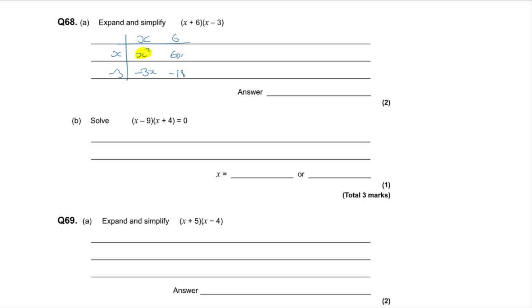I have got a term in x squared. X squared. I have got two terms in x. I've got 6x minus 3x. That gives me 3x. And I have got minus 18.